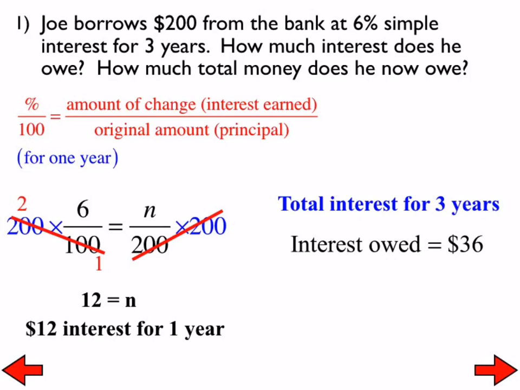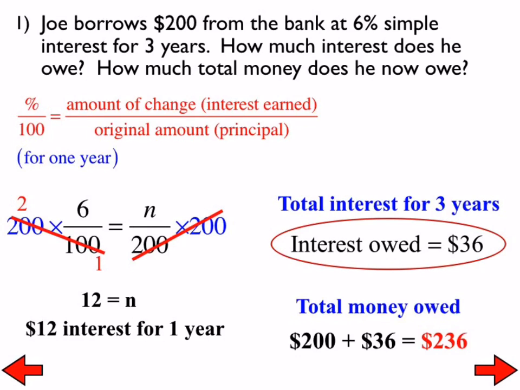And I guess I kept saying investing. He actually is borrowing money here, not investing money. They both work the same way, but the amount of interest that he owes is $36. $12 per year. And you could kind of think of that as the unit rate, if you wanted to. So that's the first part of the question. How much interest does he owe? He owes $36. Then the second part is, how much total does he owe now? Well, he borrowed $200. He has to pay back the $200 plus the $36 worth of interest. So the total money owed is $236.